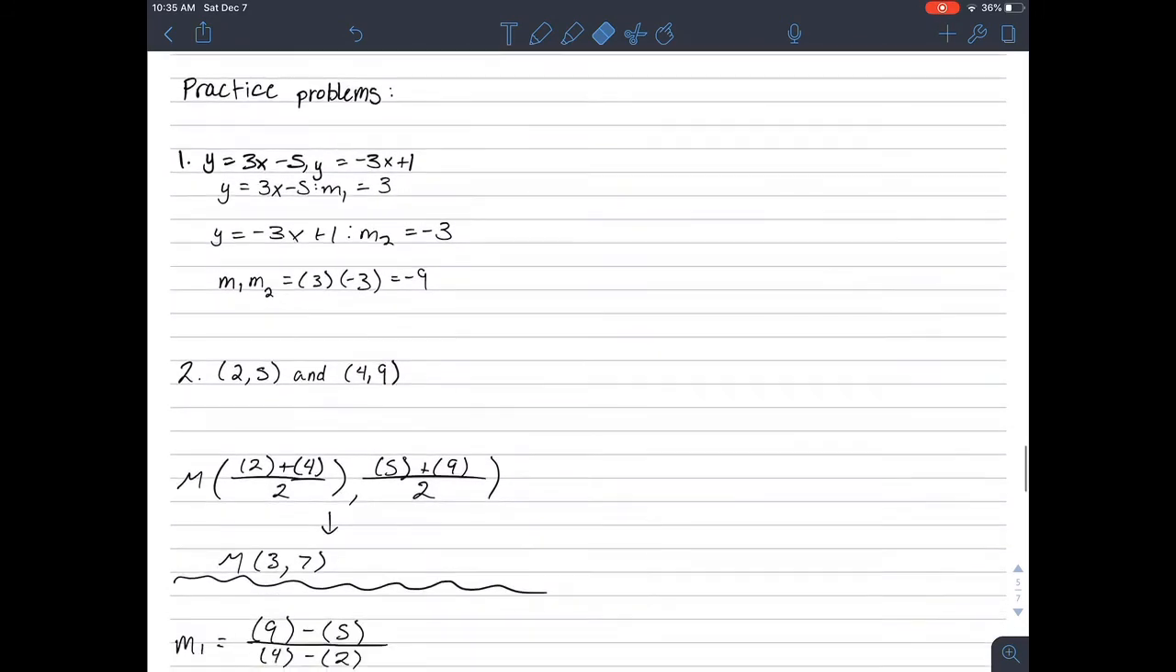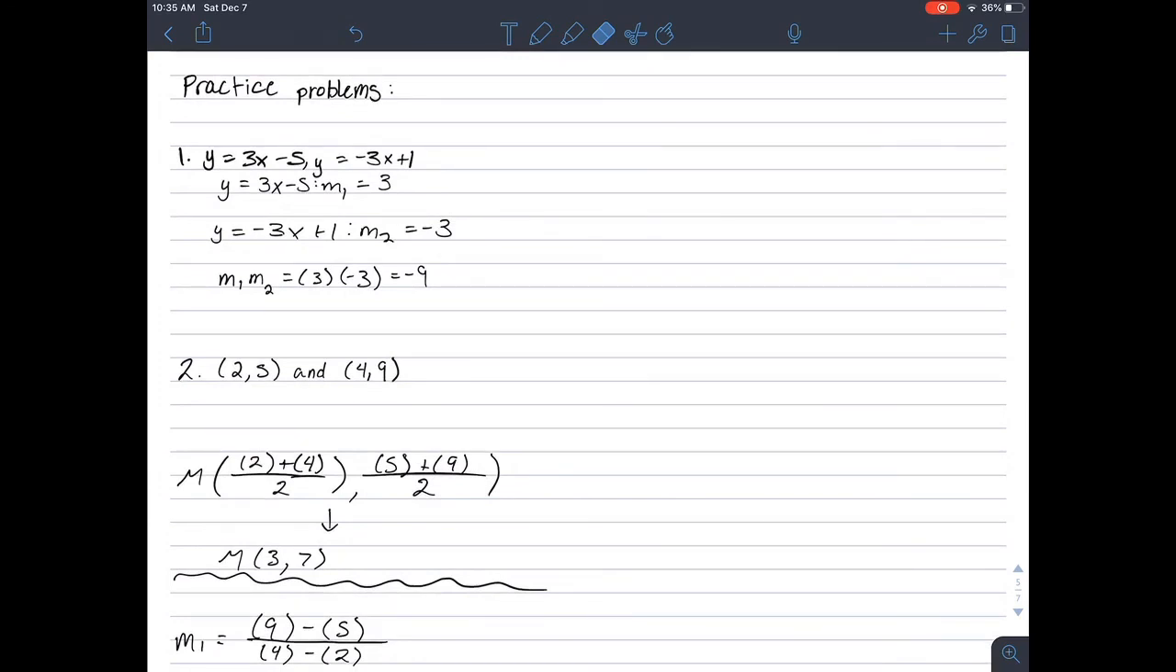Here are some practice problems. Y equals 3x minus 5 and y equals negative 3x plus 1. We have y equals 3x minus 5, and m1 equals 3. Y equals negative 3x plus 1 and m2 equals negative 3. m1 times m2 equals 3 times negative 3, which equals negative 9.